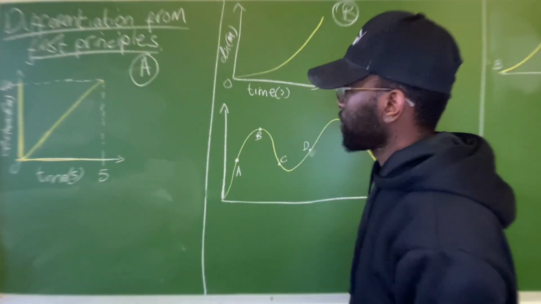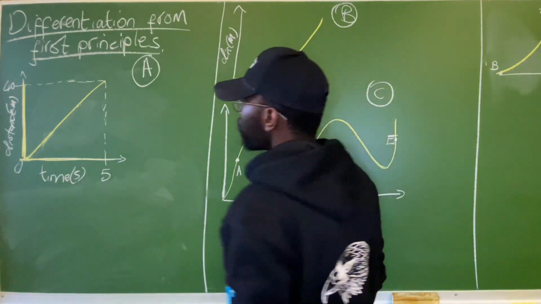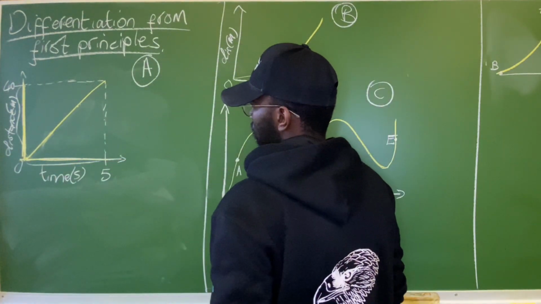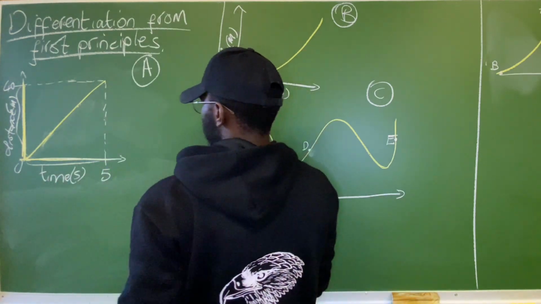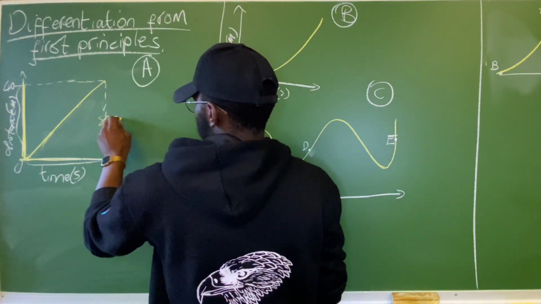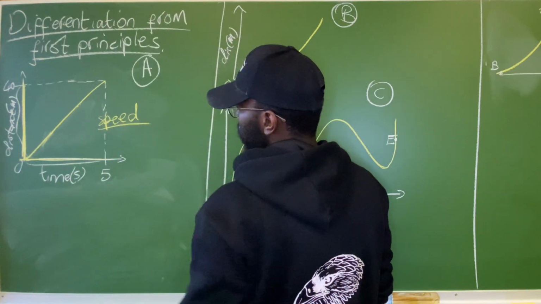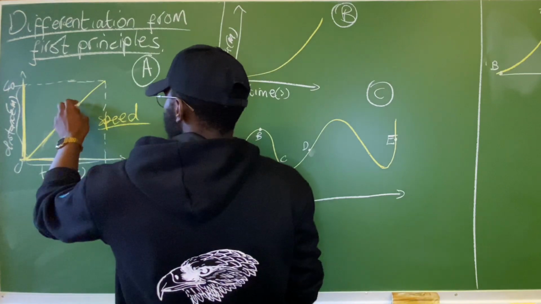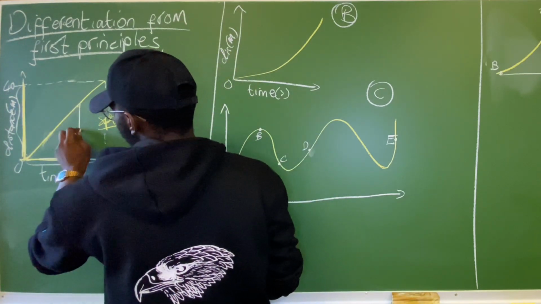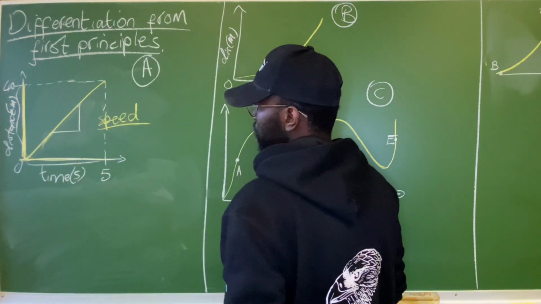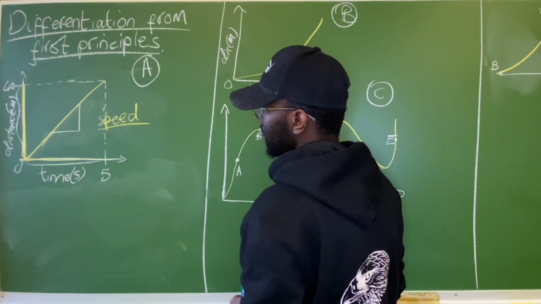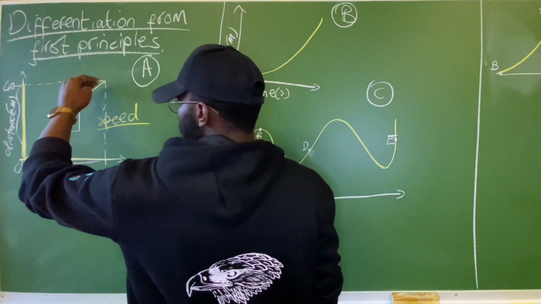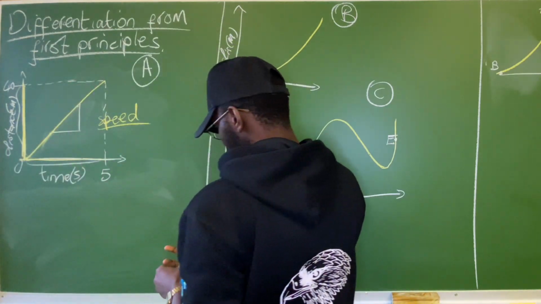Let's look at our first graph, graph A. Suppose that a car moves a distance of 40 meters over 5 seconds. Now, to calculate the speed of the car, we need that change in distance over an amount of time. And that rate of change in distance over time is shown by the gradient of the graph, our speed.